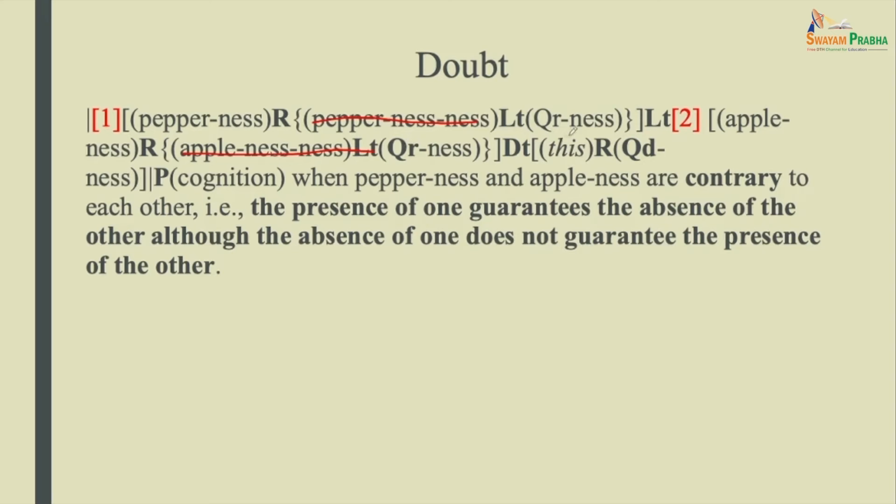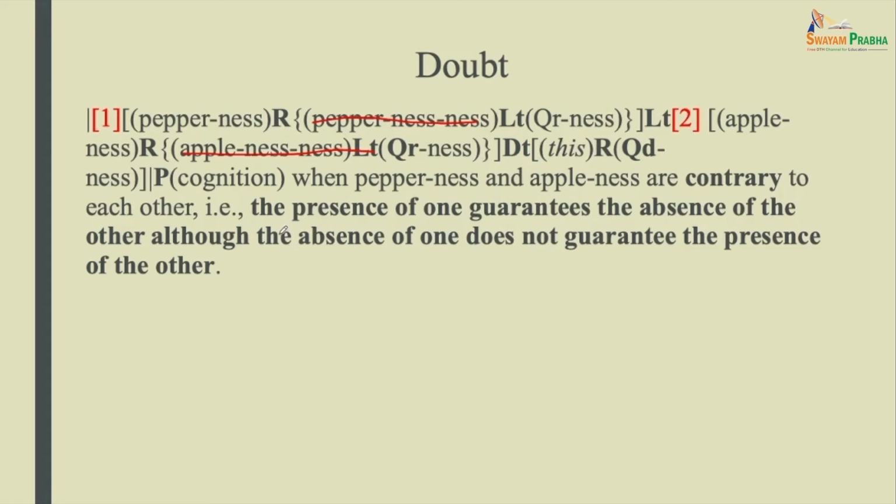Okay, so we are talking about the qualifierness that is there in pepperness and the qualifierness that is there in appleness. And both these contrary qualifiernesses do somehow determine the qualificantness in this, right? This is how you describe a doubt with contrary qualifiers, right?